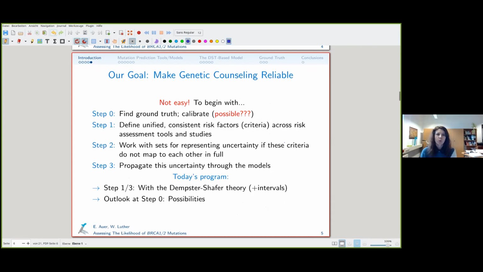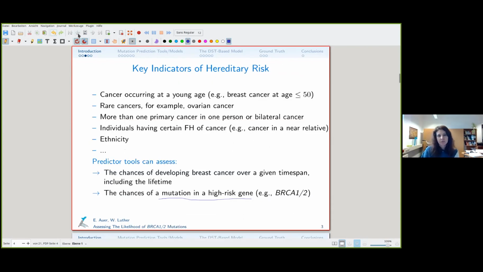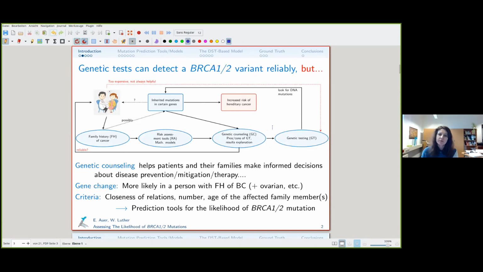So, what is our goal? Our general goal is to make genetic counseling reliable. If we take a look at this picture again, they have lots of verification and validation procedures at this step. So how can we verify and validate that the results of genetic testing are okay? But this step is not always carried out. Sometimes we just stop after this step of genetic counseling, yes?